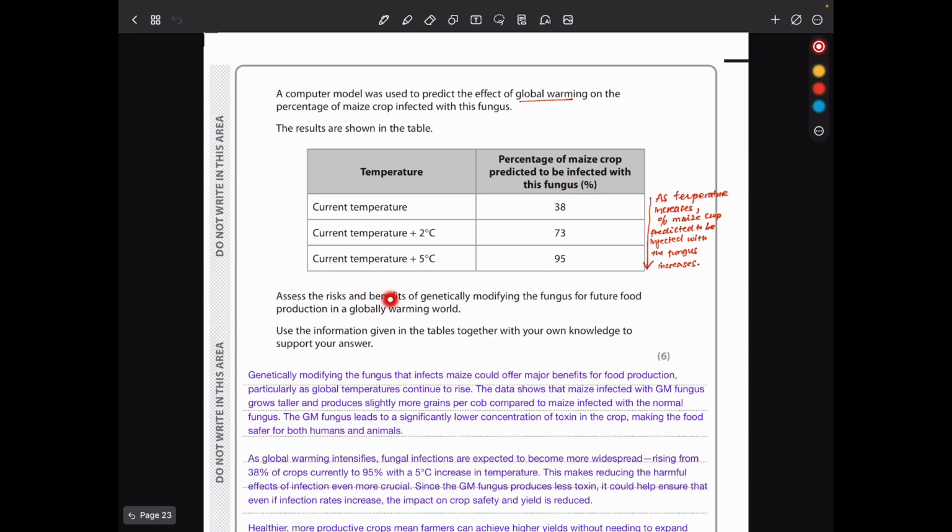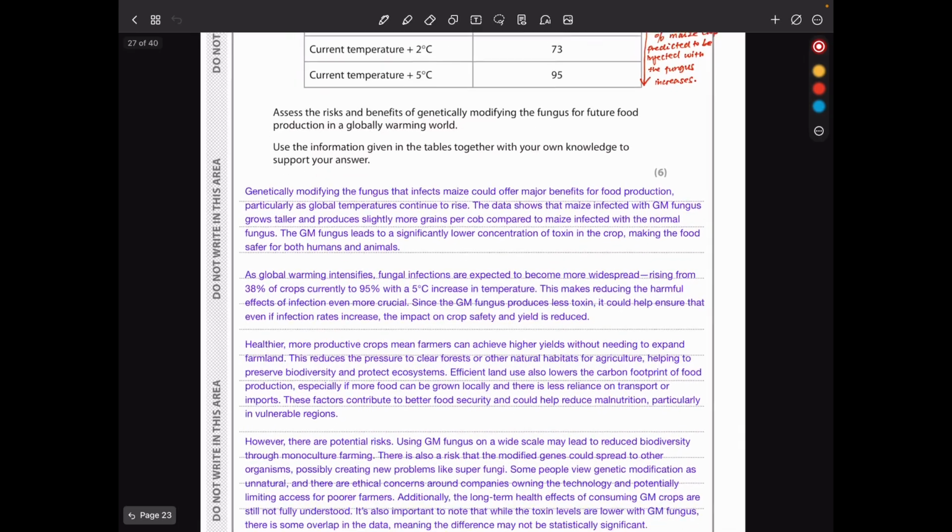They say assess the risk and benefits of genetically modifying the fungus for future food production in a globally warming world. Use the information given in the table together with your own knowledge to support your answer. So since I've already gone through the tables, I'll just read what I wrote.